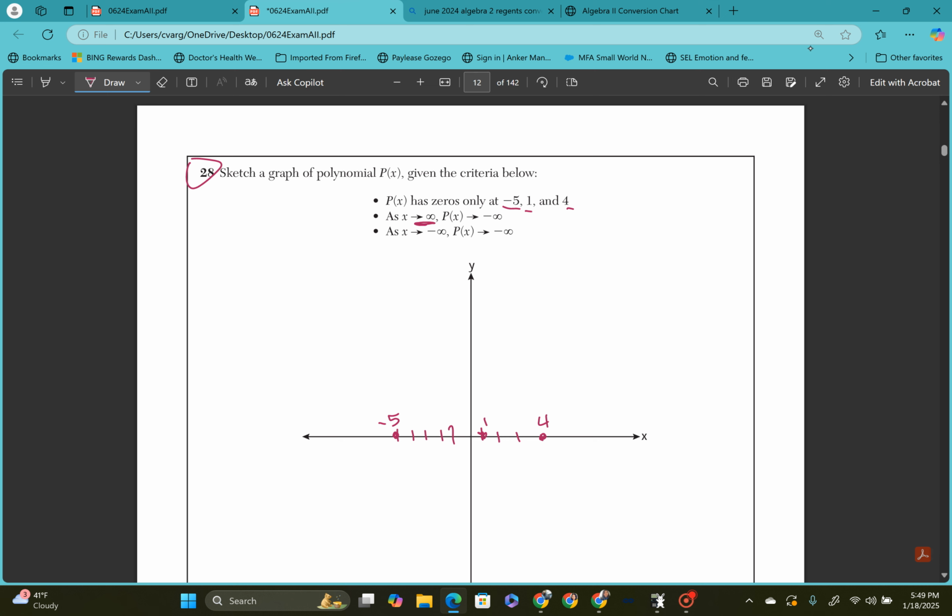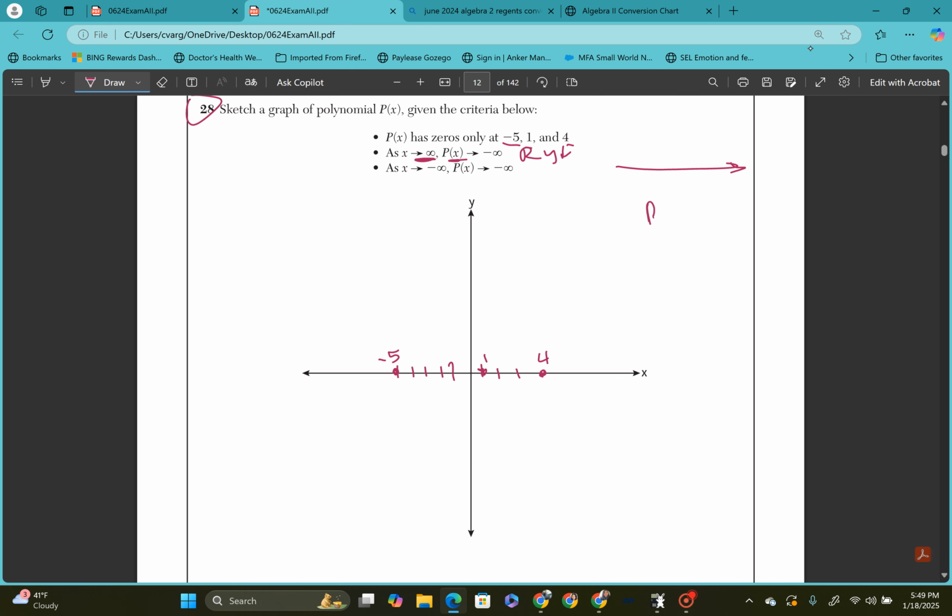It says as x goes to the right, which means here's our x, right? As we go to the right, that's positive infinity. So as we go to the right, our y goes down, right? Our y goes down. Okay, cool. So right, y down. And then as we go to the left, what's happening to our y, right? Our y is also going down. Okay. So what does that mean?